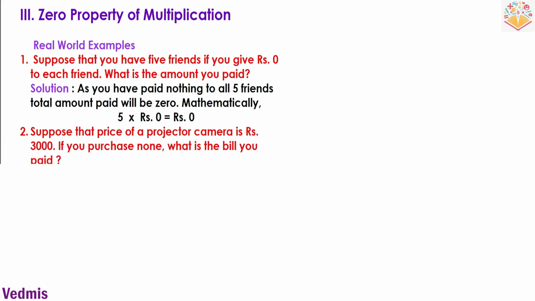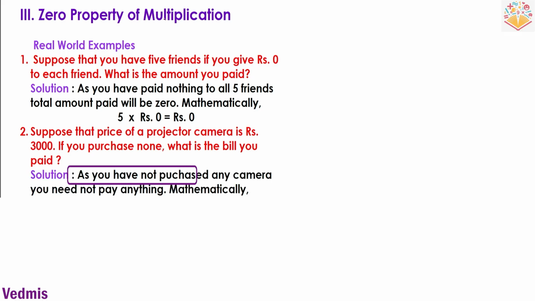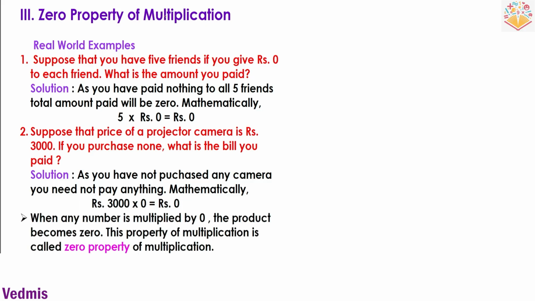See another example. Suppose that the price of a projector camera is rupees 3000. If you purchase none, what is the bill you paid? As you have not purchased any camera, you need not pay anything. Mathematically, we put it as rupees 3000 into 0 will be 0 bill. When any number is multiplied by 0, the product becomes 0. This property of multiplication is called zero property of multiplication.